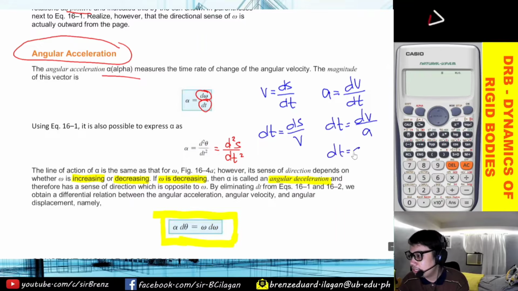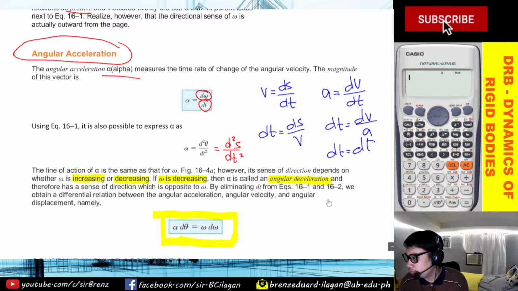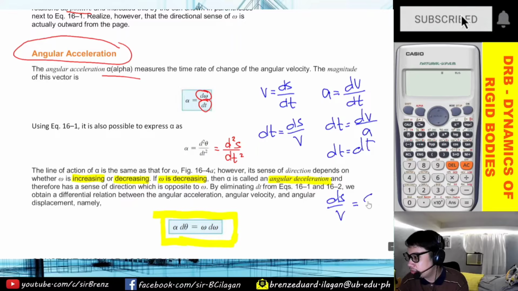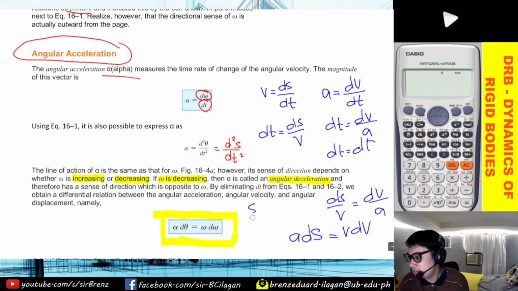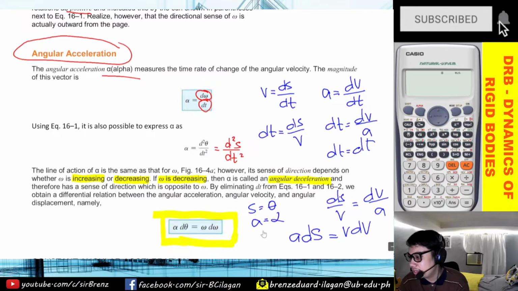So, if dt is equal to dt, then ds all over v is equal to dv over a. So, our equation is acceleration times the change in displacement equals v dv. Here, the counterpart of s is theta, the counterpart of acceleration is alpha, and the velocity is the angular velocity.